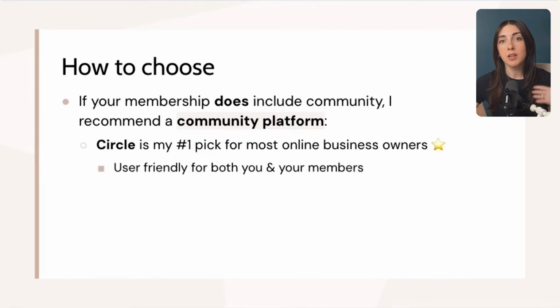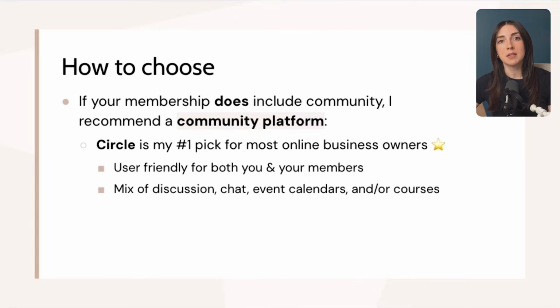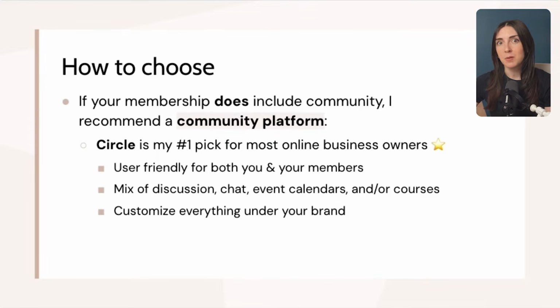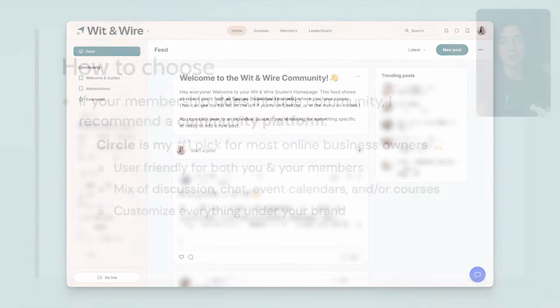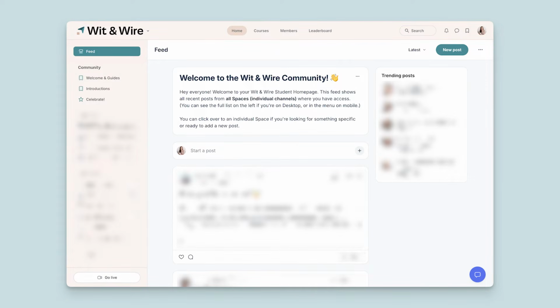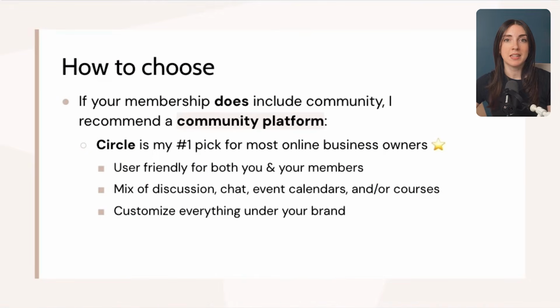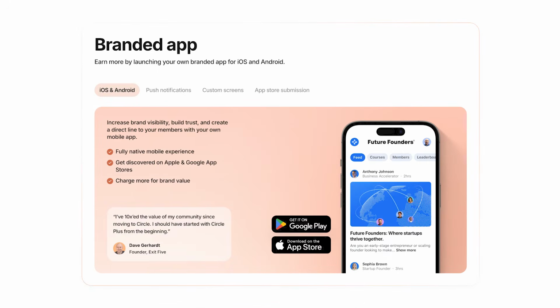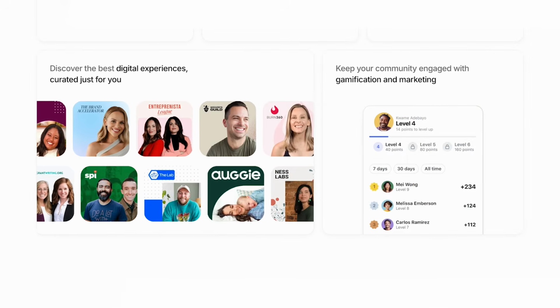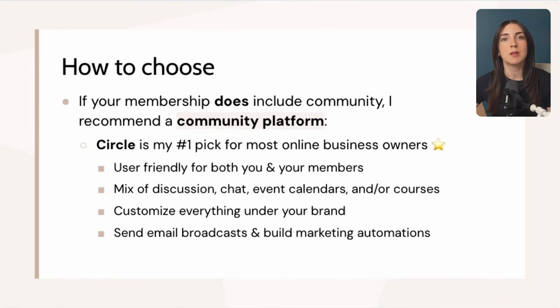So I find them very user-friendly, both for me as the admin and also for my members to use. I can create a mix of discussion spaces, chat spaces, event calendars, and or courses, which I have in the Wit Wire community and are a great feature in a lot of membership sites. I also love the ability to customize everything under my brand. So it's my Wit Wire branding and colors, it's housed under my own custom subdomain, and it really feels like it's part of my business. I also like that members can access via browser, desktop, iOS, or Android. And I can also send email broadcasts, build marketing automations, and really create a holistic experience for my members.